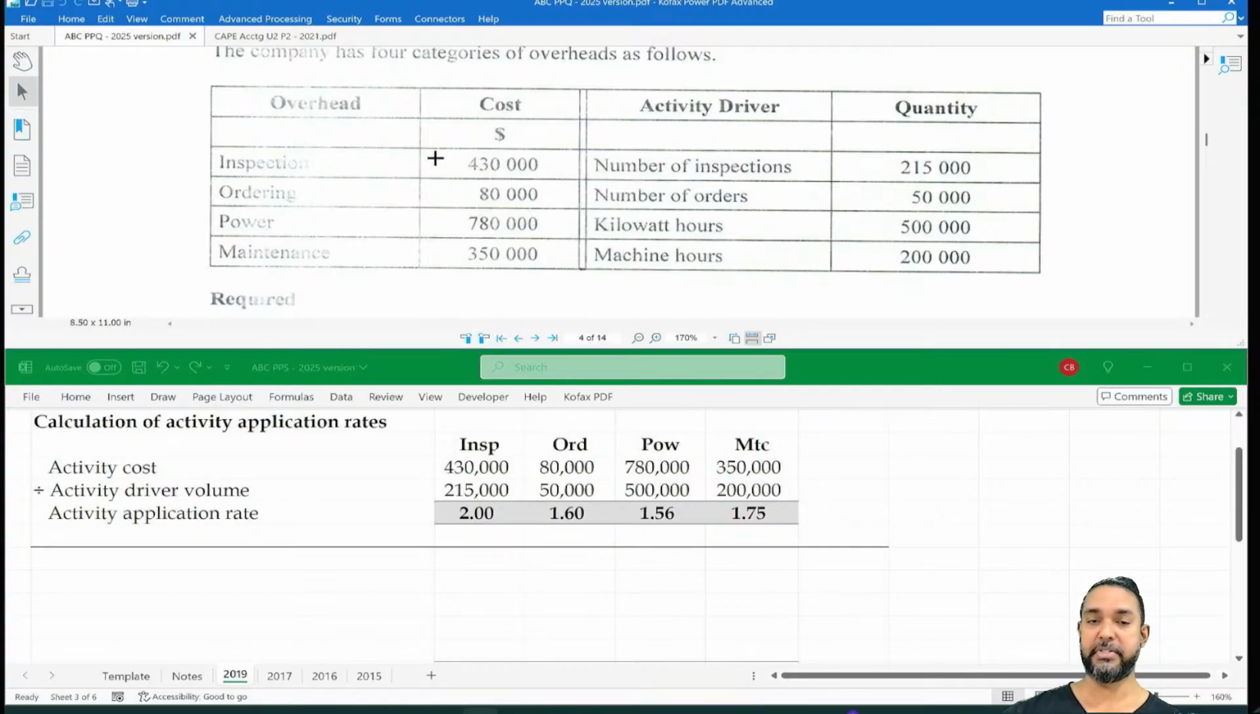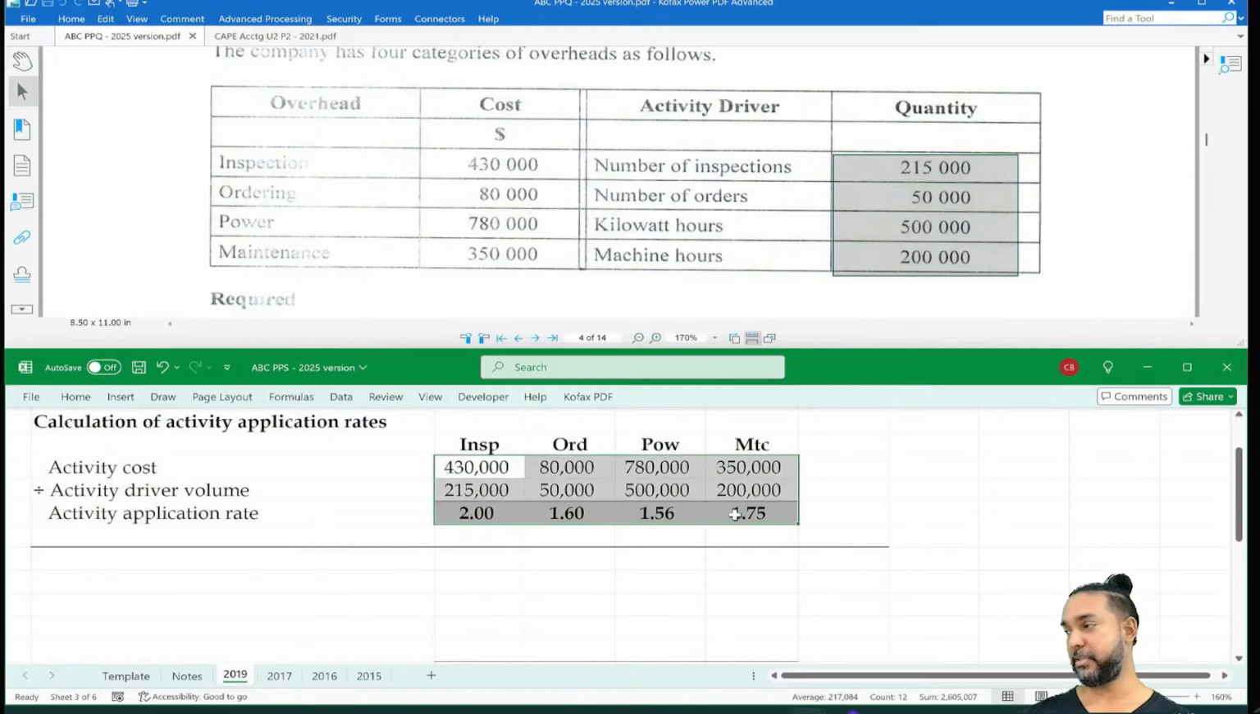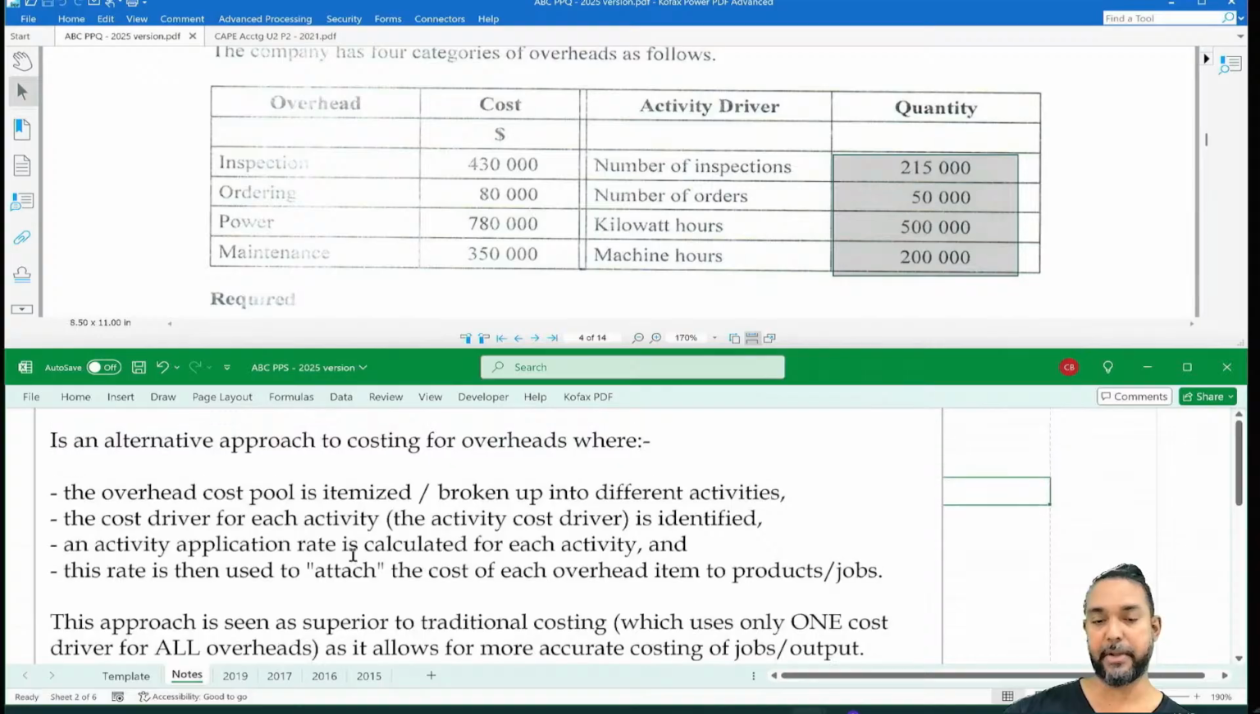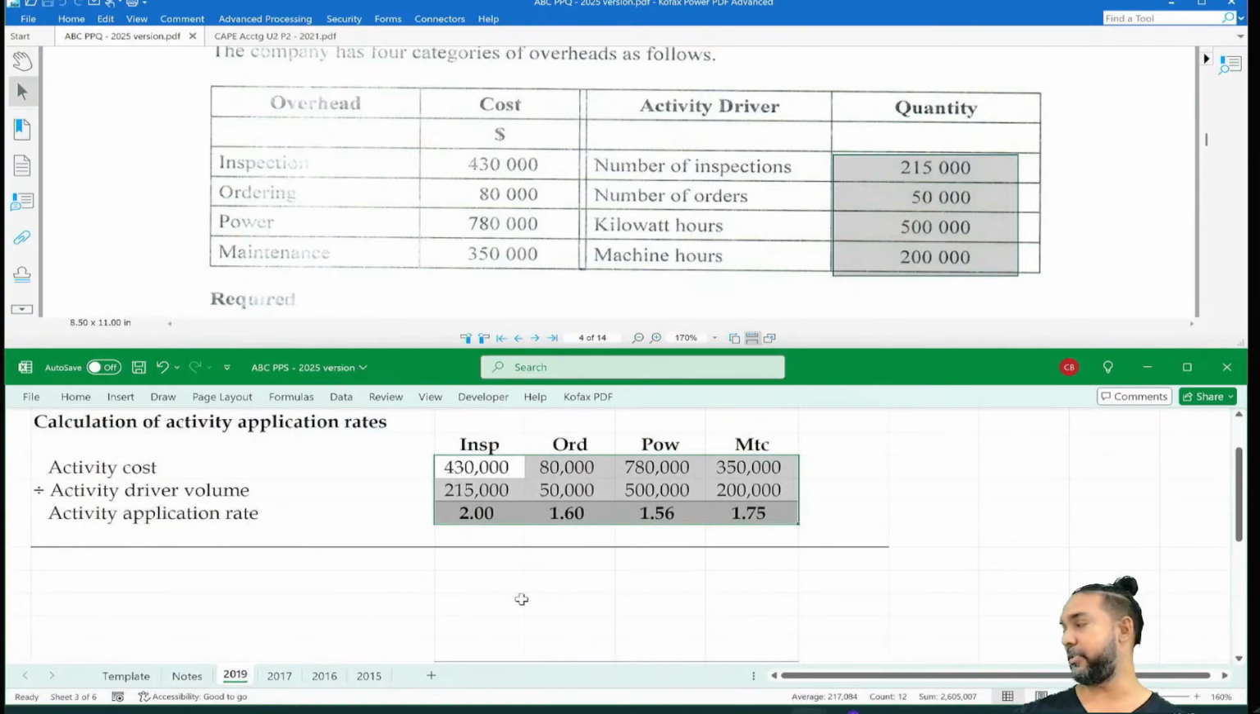So all we're doing is taking each of the activities and their costs, and we're dividing those costs by the activity volume. Each item has a corresponding activity driver, and we divide the cost by that particular volume, as you can see down here. So that's what we've done so far, apart from a little bit of notes, which I sent in the chat, and I will send after as a PDF. So that's really all you missed so far.